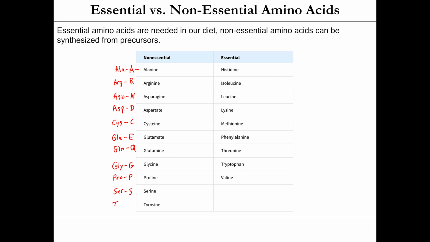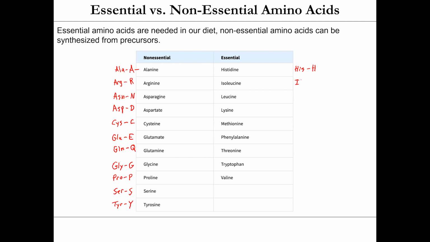Then we have tyrosine, the snorkeler, so it's like phenylalanine, but with a hydroxyl group on the end of the phenyl ring, TYR and Y. And so those are all the non-essential amino acids. And then we can move into the essential amino acids. So these are ones that we need in our diet. So histidine, which has that imidazole group and can be positively charged at pH 7, HIS, H.